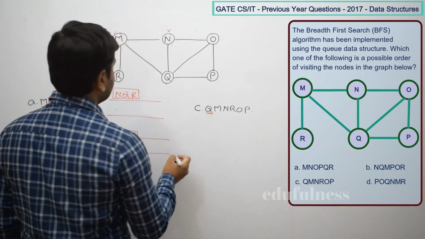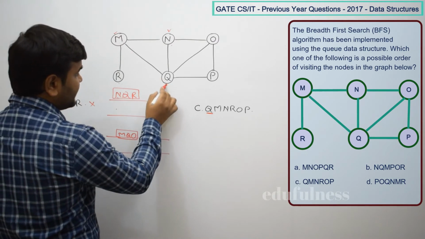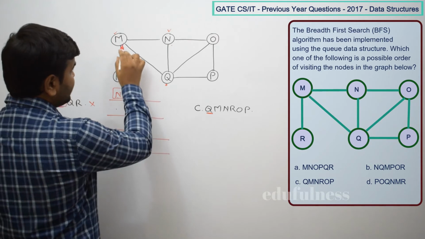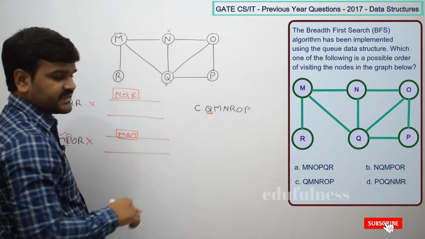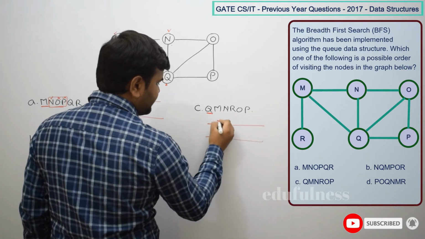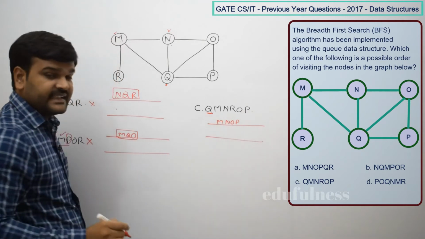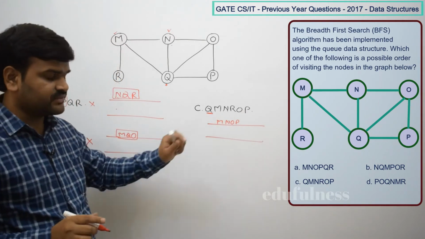So that means we are at the Q. First of all, let us see who are all the adjacent vertices for Q. M, N, O, P actually. So these 4 vertices in any order may exist in the Q.